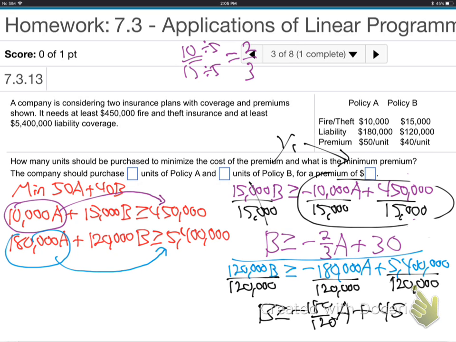Everybody good? So I got B alone in both of those. So now type them into your calculator, Y1, Y2, hit the graph button. See what you get. Give you a second.